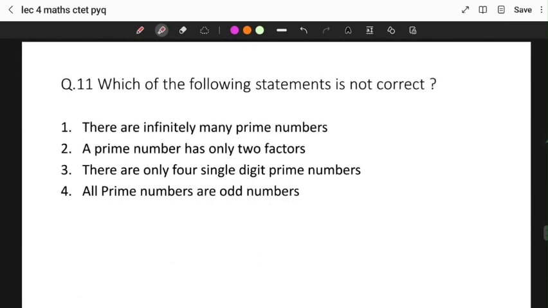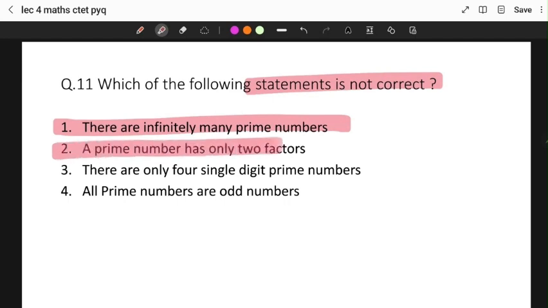Which of the following statements is not correct? They are asking us. There are infinitely many prime numbers. This option is correct because there are many prime numbers. A prime number is a number which is having only 2 factors. Right now only I have explained you that a prime number is a number which is having only 2 factors, not less than 2, not more than 2. Next option is there are only 4 single digit prime numbers.